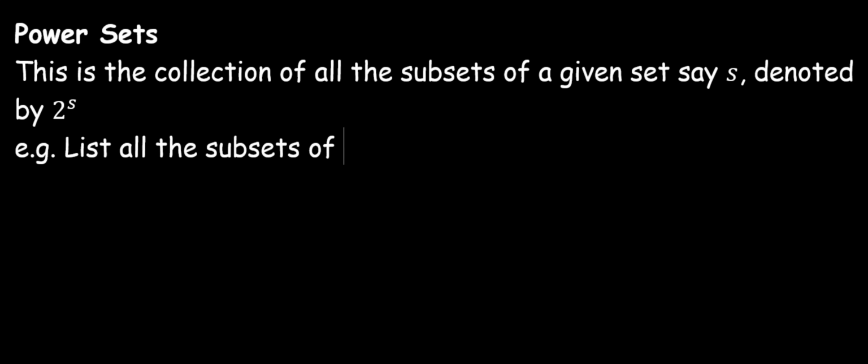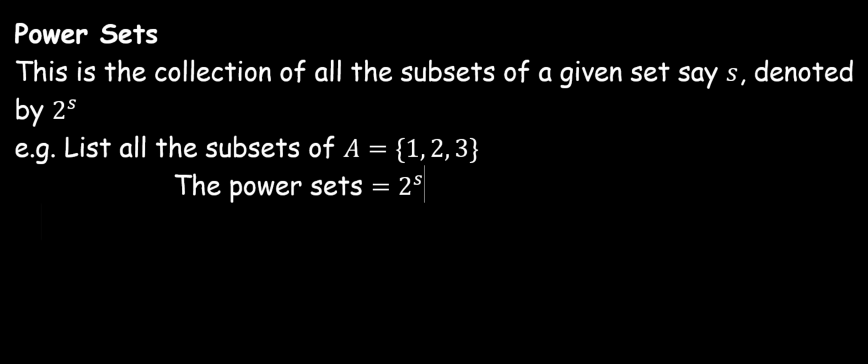Next, we define power set. This is the collection of all the subsets of a given set, say S, denoted by 2 raised to power S. Example, list all the subsets of A equals {1, 2, 3}. The power set here is 2 raised to power S, and S here is 3, the number of listed elements of the set, which is equal to 2 raised to power 3. And 2 raised to power 3 is equal to 8. That is to say we have 8 subsets.